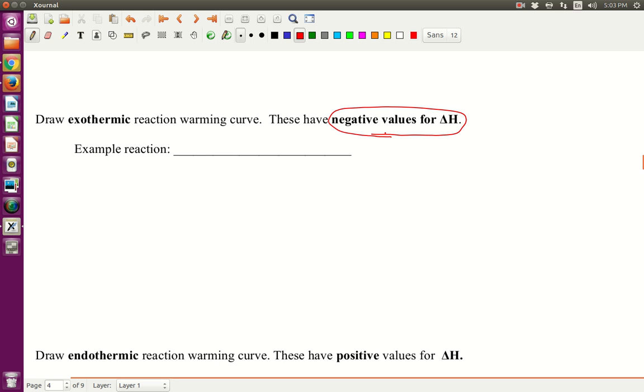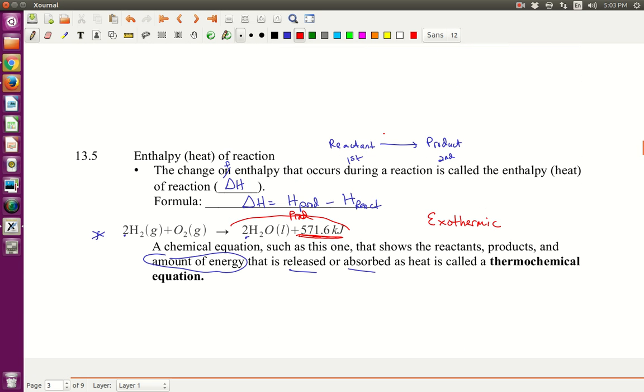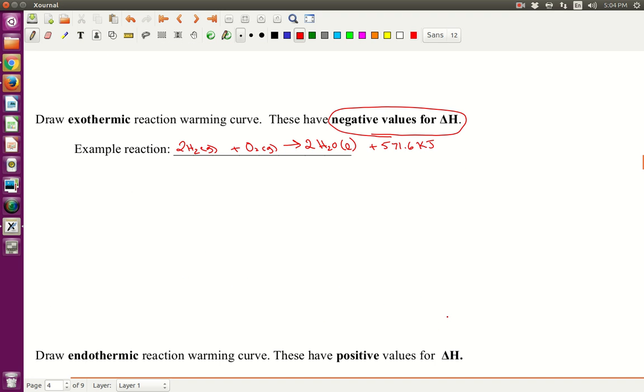Okay, so let me put that reaction that we just had back up there. I'm going to draw it again. This is an example reaction: 2 moles of hydrogen gas, and it's important you put all the phases they're in this time, plus oxygen gas yields 2 moles of water in a liquid state, plus 571.6 kilojoules of energy.